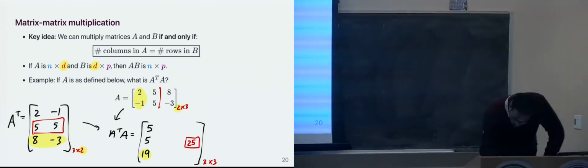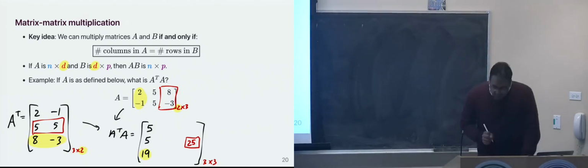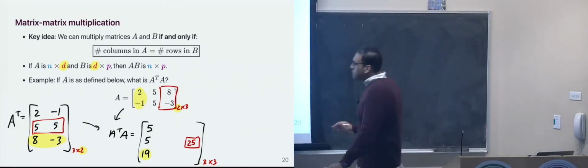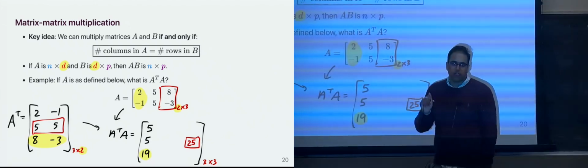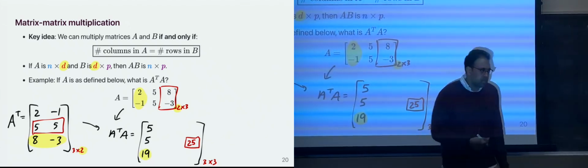Okay? So we won't work through every single one of these 9 entries, but are we comfortable with how we would figure out all 9 numbers in A transpose A if we had to? Okay, good.